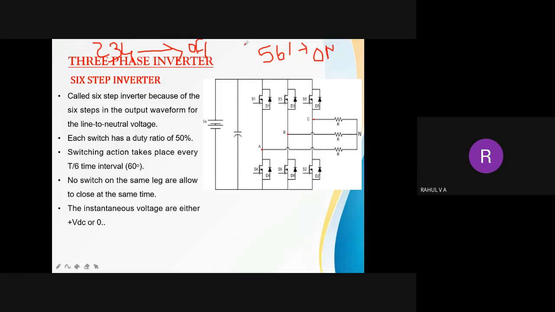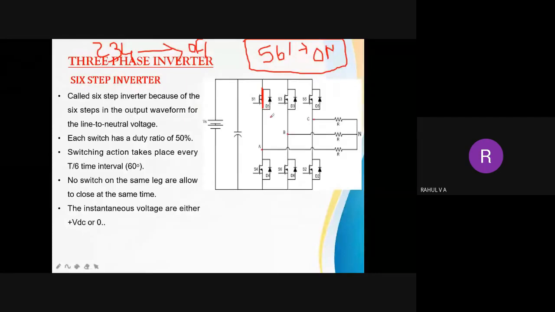Now go back to this one. We are in the first cycle, that is 561. The switches S5, S6 and S1 are turned on. Now what will happen? S1 is turned on, that means this switch is closed. Okay, no need to worry about the diode. It is just a freewheeling diode, that you leave for now.